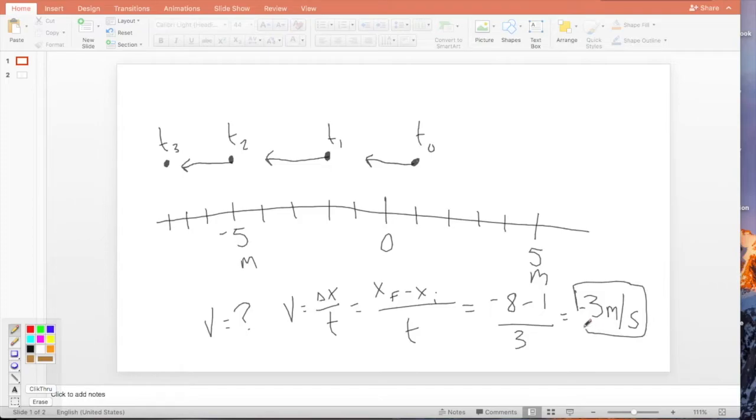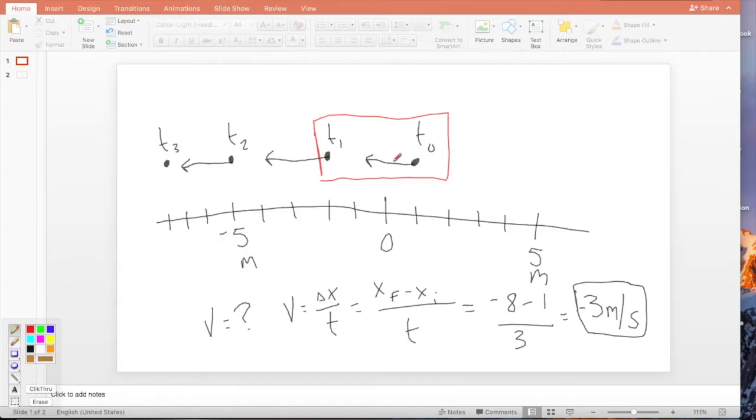Pretty simple. There's an alternate way of doing this as well. You could just look at 2 different dots. This is only true for objects moving at a constant velocity. We haven't gotten to accelerated objects yet. Let's compare these 2 dots, and we know that 1 second has elapsed between them.